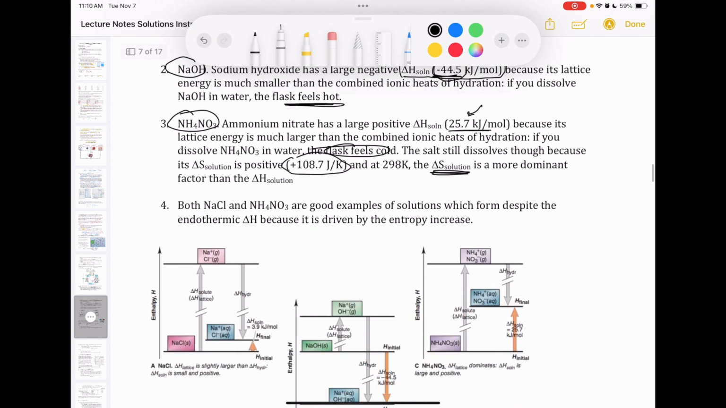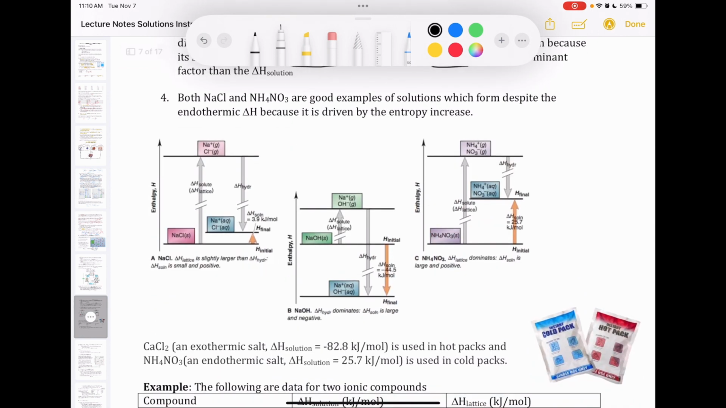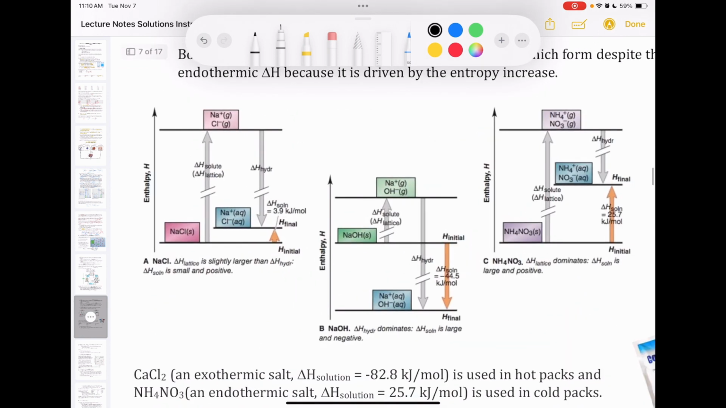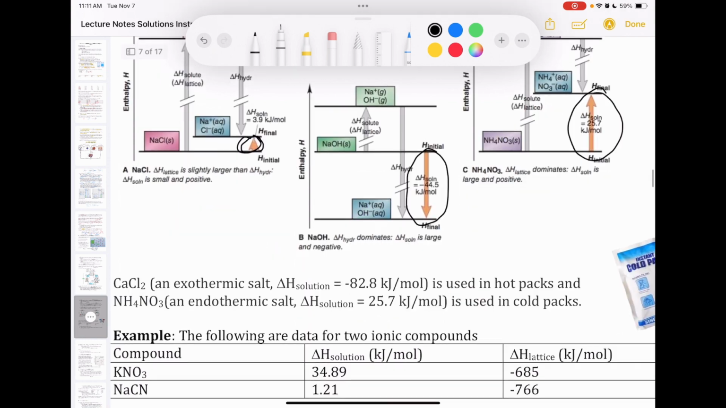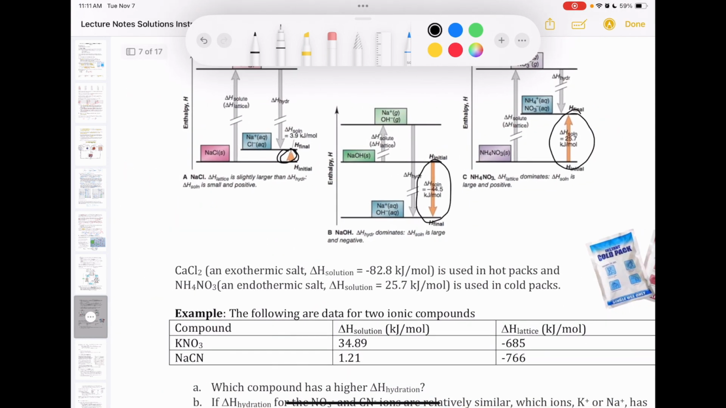So this is one solution where the entropy is able to overcome that unfavorable enthalpy and make the solution still form. So these three here are energy diagrams that show how each one of these solutions forms. Again, that little arrow there shows the actual difference in the delta H of solution. This is your exothermic solution, this is your endothermic solution, and this is the one that's fairly close to zero. That's the NaCl.